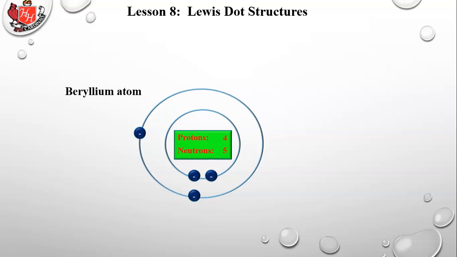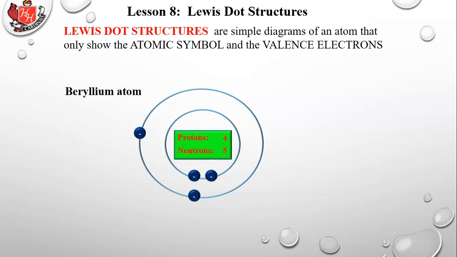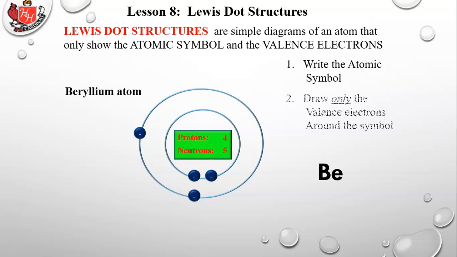Okay, Lewis dot structures. Lewis dot structures are simple diagrams of an atom that only show the atomic symbol and the valence electrons. So this is a diagram of a beryllium atom. If I asked you to draw beryllium, this is what it would look like in the end. And so what you do to get a Lewis dot structure, it's very simple. You write the atomic symbol, so for beryllium it's Be, and then you draw only the valence electrons around the symbol, and you draw them in exactly the same location.